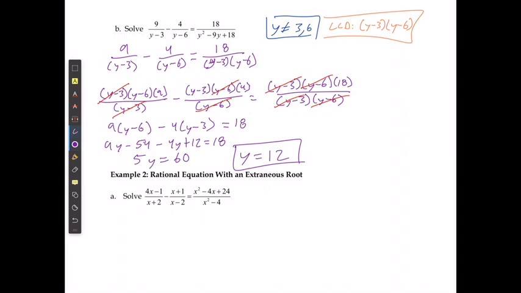I can substitute the y back into, or the 12 back into my y's, and the equation does balance out.